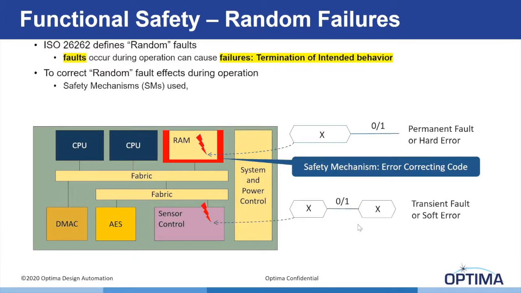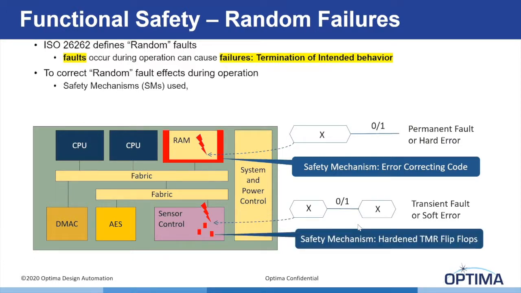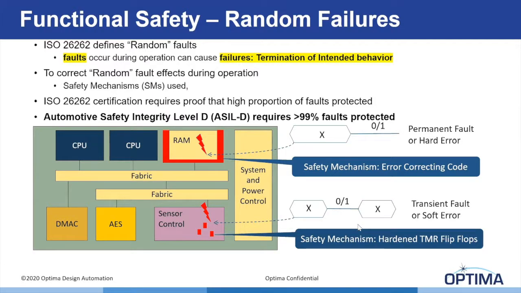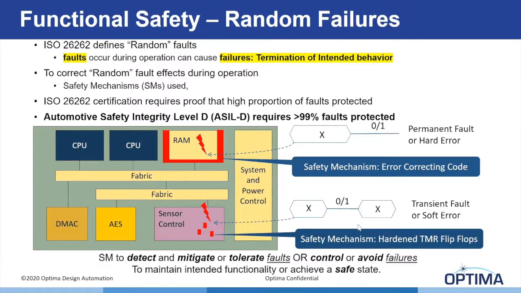You may have a fault in the sensor control unit, which makes a temporary 0 or 1, which we call a transient fault or soft error. So how do you get away with this? There can be a safety mechanism with hardened TMR flip-flops. ISO 26262 certification requires proof that a high proportion of faults are protected by these kinds of safety mechanisms. Automotive Safety Integrity Level D, ASIL D, requires more than 99% of faults to be protected. So a safety mechanism is necessary to detect, mitigate, or tolerate faults or control and avoid failures. We've seen three different terms: permanent fault or hard error, transient fault or soft error, and safety mechanism.